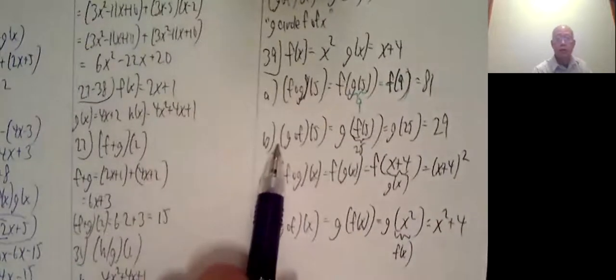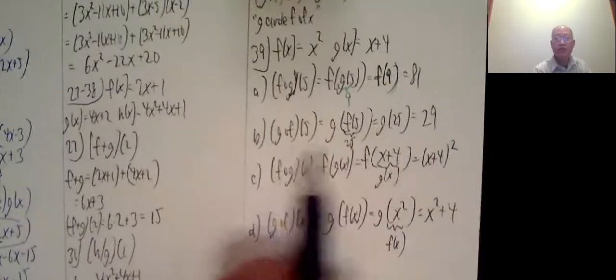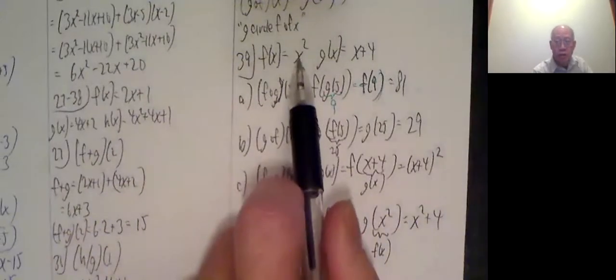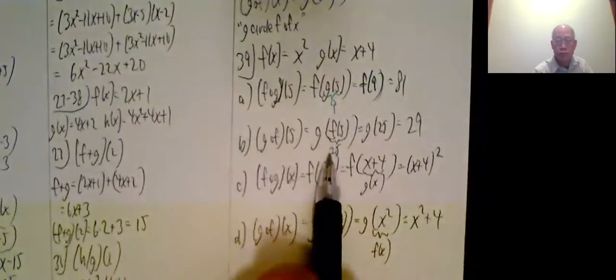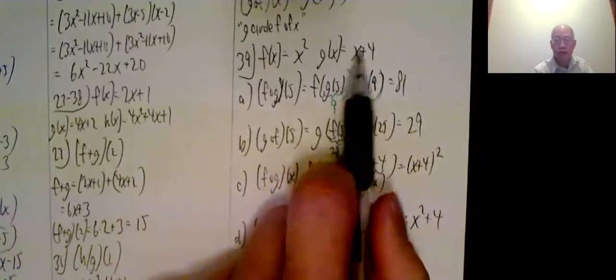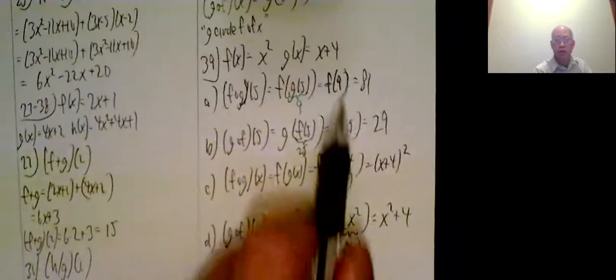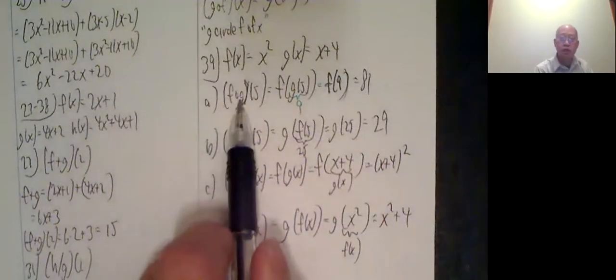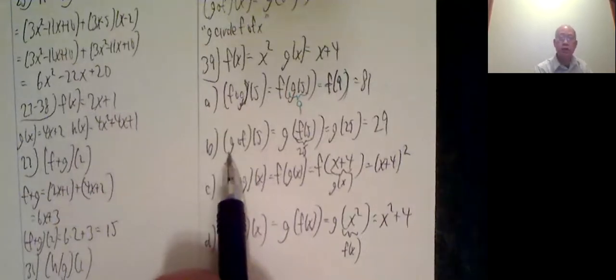Here you reverse it. g circle f of 5 means g of f of 5. So 5 goes in the f first. 5 squared is 25. And then take that 25 and plug it in for the g function. 25 plus 4 is 29. Notice you do not get the same answer, which means in general, f circle g does not have to be the same thing as g circle f. It might equal sometimes, but not all the time.